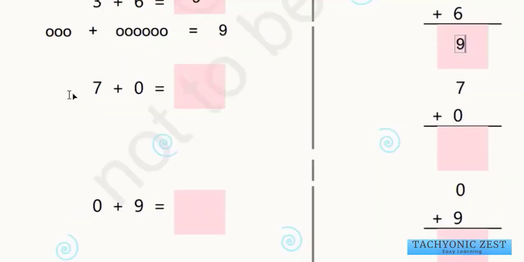So at first there are 7 balls. So 1 2 3 4 5 6 7. Now we are adding plus 0 balls. So 0 balls means how many balls? 0 balls means no ball. Means there is nothing. There is no ball there.